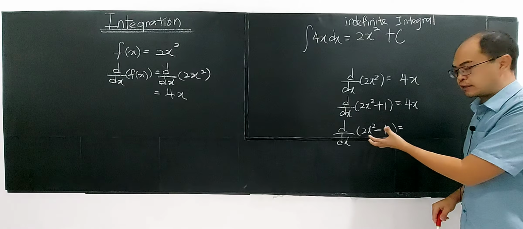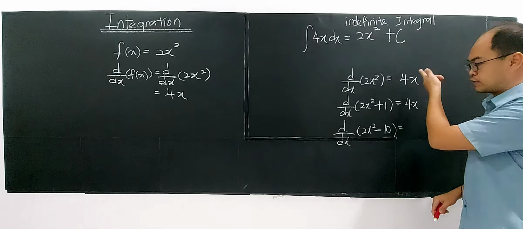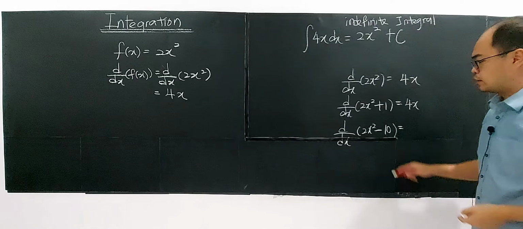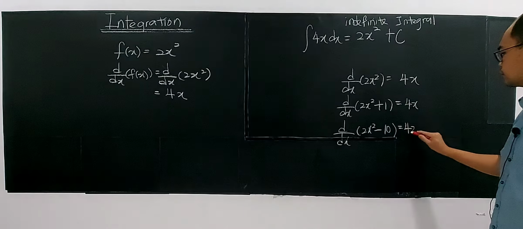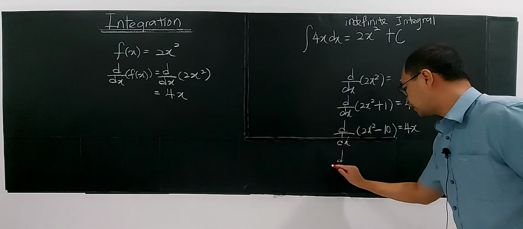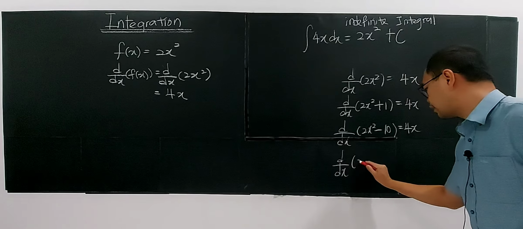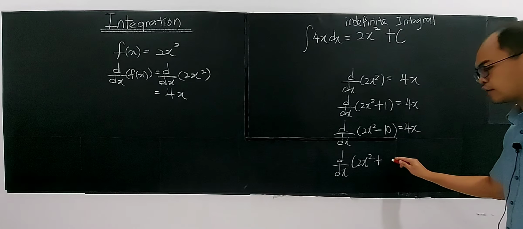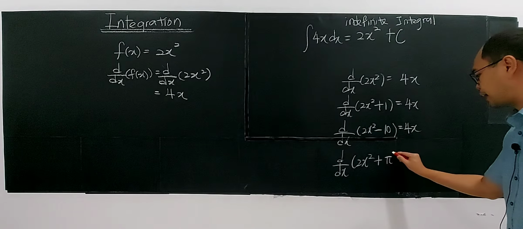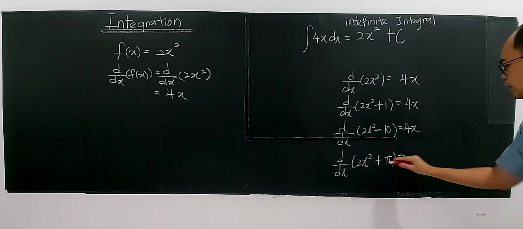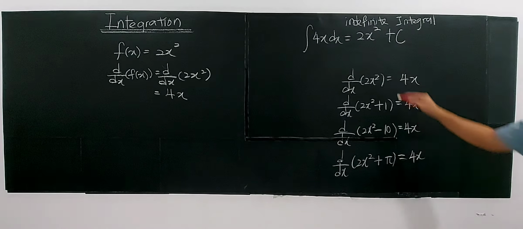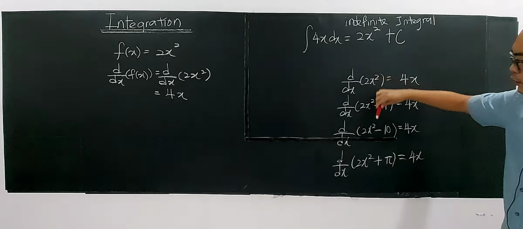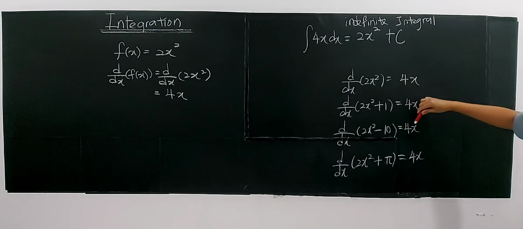But when you differentiate, they have the same derivative. You differentiate and you get 4x, no matter what you do, as long as there is a 2x squared and a constant. It can be any constant, let's say pi. You differentiate and you get 4x. There are so many possibilities, and when you differentiate all of these, you get the same first derivative.